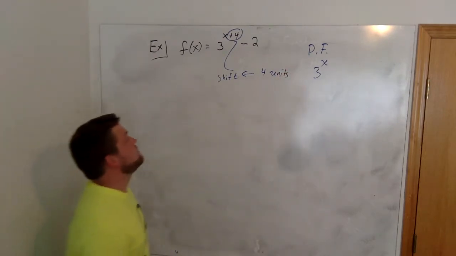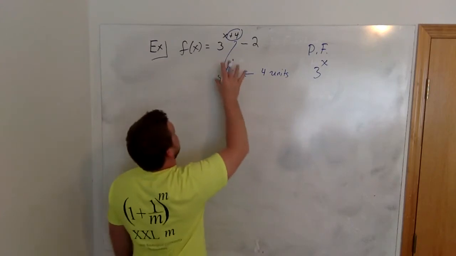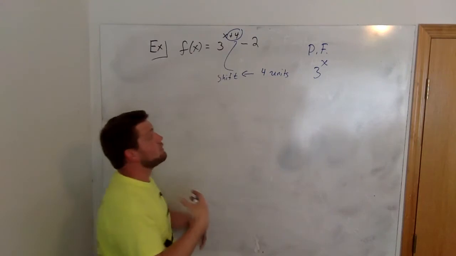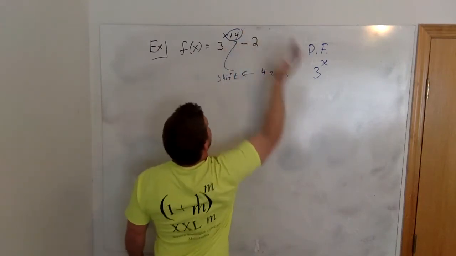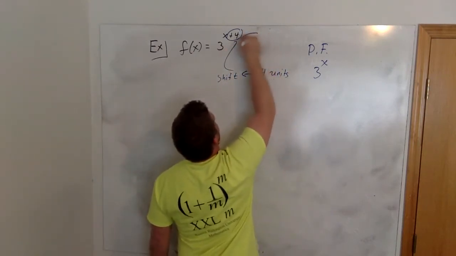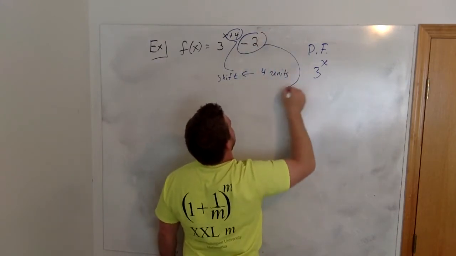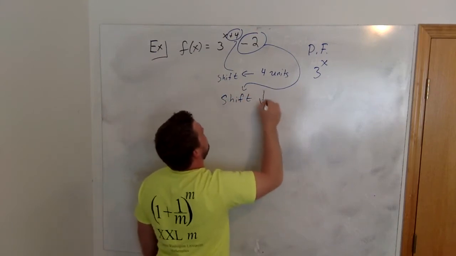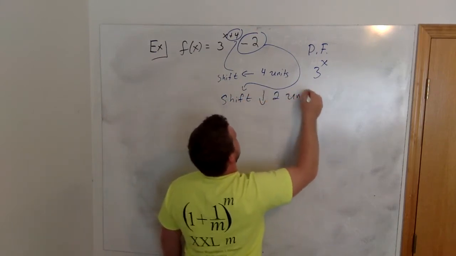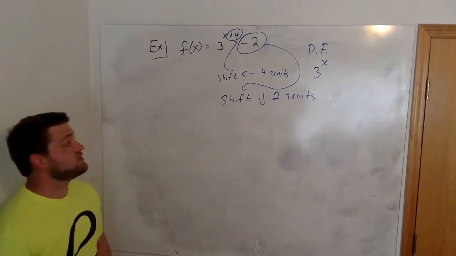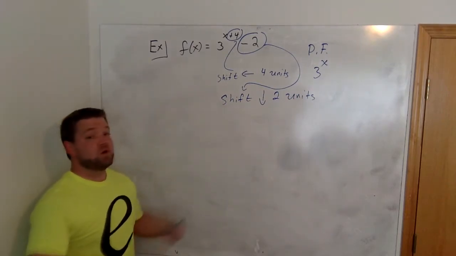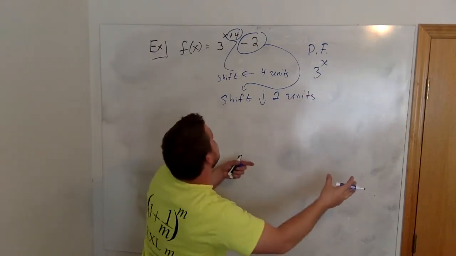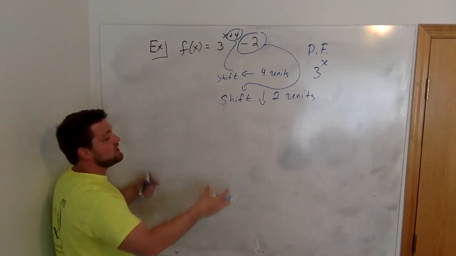And what else has happened? I'm taking the exponential function, and once I plug a number in, I get an output. I'm going to take those outputs and subtract 2. So what this minus 2 does is shift the graph down 2 units. So there are 2 transformations happening to 3 to the x. We want to take the key features of 3 to the x and physically move those key features to the left 4 units and down 2 units.